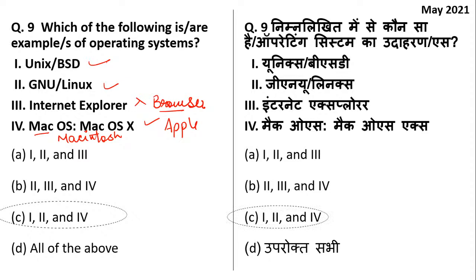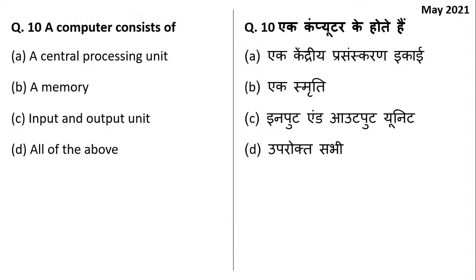Next is, a computer consists of a central processing unit, a memory unit, input and output unit, all of the above. So what does a computer comprise of? A computer comprises of a CPU, we all know. There should be memory, okay, where data is stored. You need input and output units.